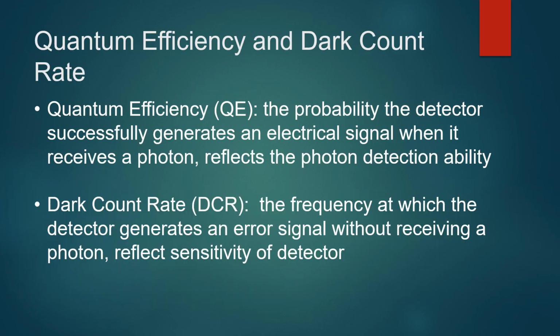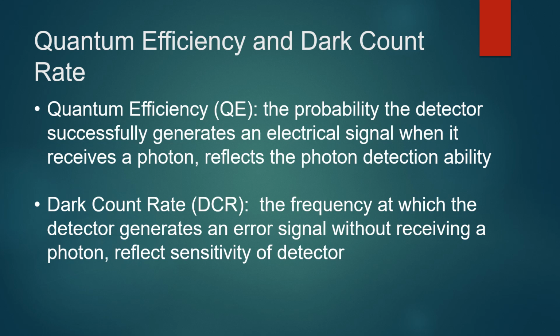So before we proceed to the next topic, I want to introduce two key concepts relevant to the photon detectors. First one is quantum efficiency. This indicates the probability that the detector successfully generates an electrical signal when it receives a photon. So this is usually expressed as a percentage. High quantum efficiency means that the detector is able to convert incident photons into signals at a higher proportion.